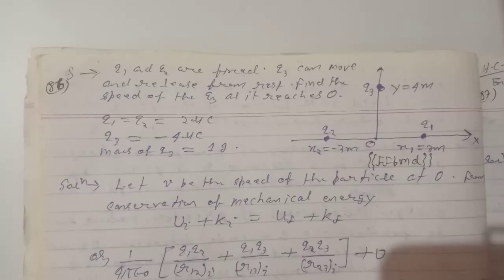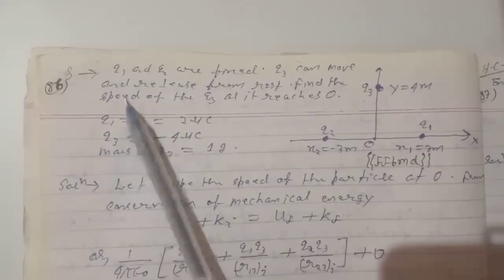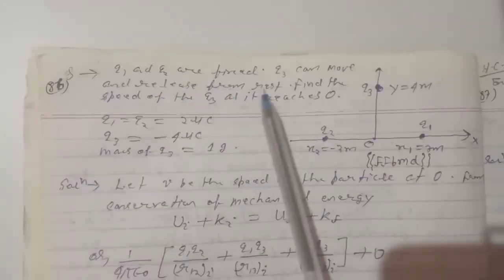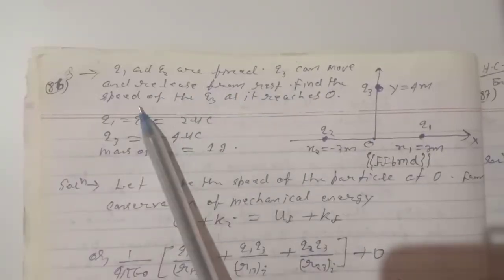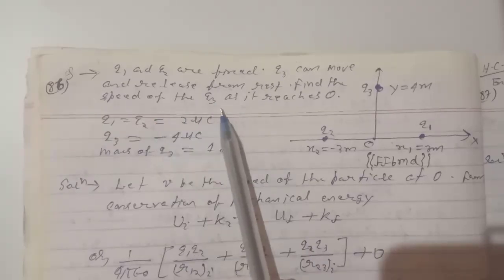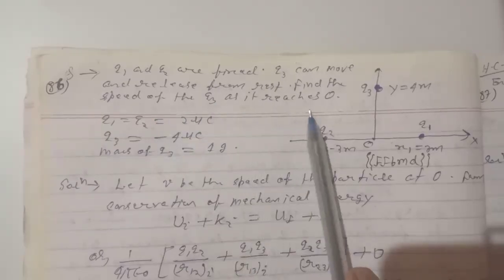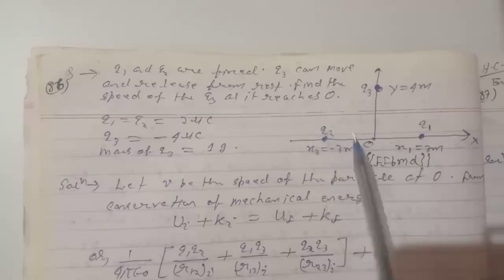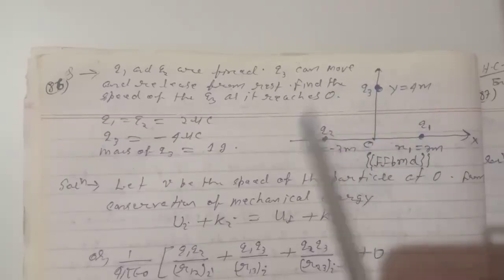For example, here a problem is given: Q1 and Q2 are fixed. Q3 can move and is released from rest. Find the speed of Q3 as it reaches O. The situation is shown in the figure.